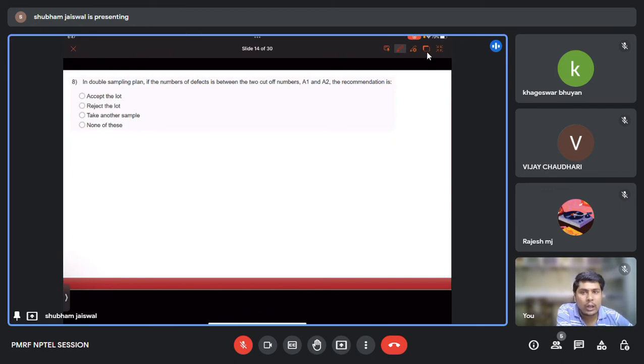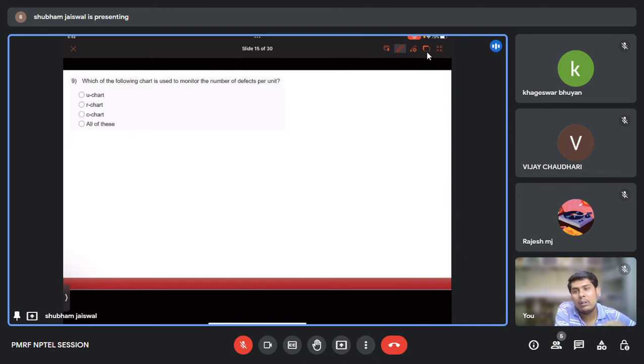So they are asking about a double sampling plan: if the number of defects is between two cutoff numbers, A1 and A2, the recommendation is to take another sample. Depending on the defects in that sample, whether it is in the range of A1 or A2, if it is, then we will accept, otherwise we will reject that lot.